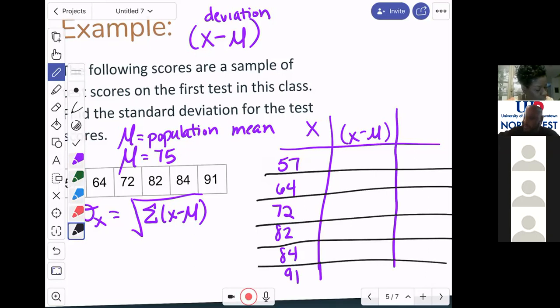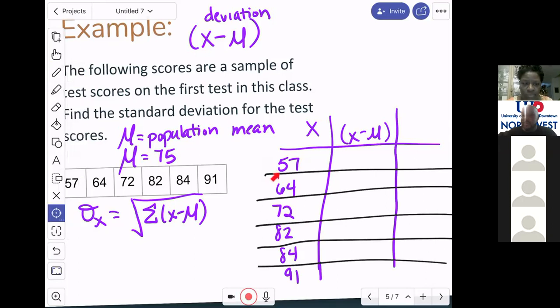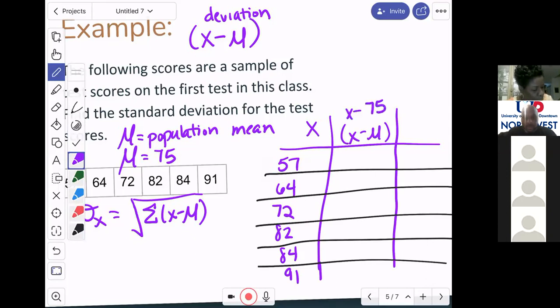if I want to find my deviations, remember some are positive and some are negative. The ones that are negative will always be below the mean. So if our mean is 75, you're going to do x minus 75. If a number is less than 75, it'll be negative. If it's more than 75, it'll be positive, right? So when I do this, I get 57 minus 75. That's equal to, I think we said negative 18 last time. 64 minus 75, that was equal to a negative 11. 72 minus 75, a negative 3.